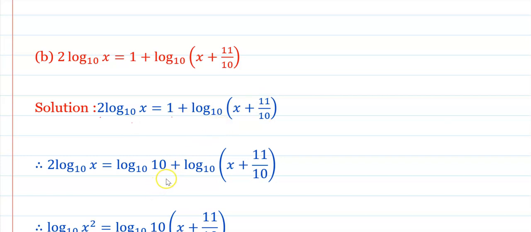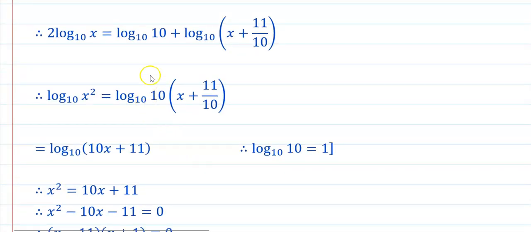Now this 1 can be written as, a special adjustment here, log of 10 to the base 10. Why did we take base 10 here? Because 10 has also come in our example, and that's why we are writing 10 to the base 10. So 2 times log of x to the base 10 is equals to log of 10 to the base 10 plus log of x plus 11 upon 10 to the base 10. Now between these two logs there is addition, therefore here will be the multiplication of 10 into, in bracket, x plus 11 upon 10.